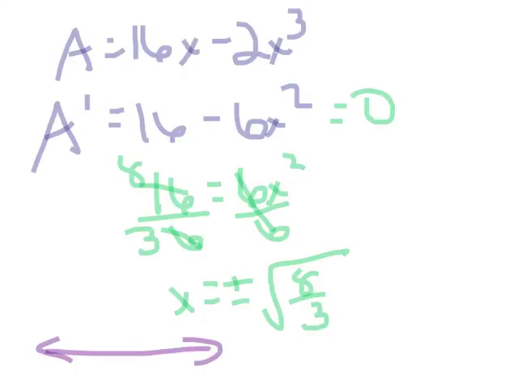Now, think about how you labeled the picture. The point that we labeled xy was only in what quadrant? This is where I should stop and have a quiz slide. It's only in the first quadrant. So that means we're only going to use the positive square root of 8 thirds.